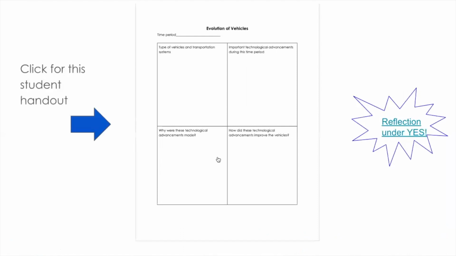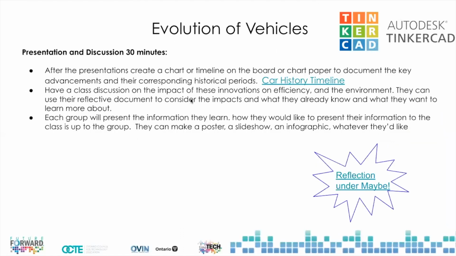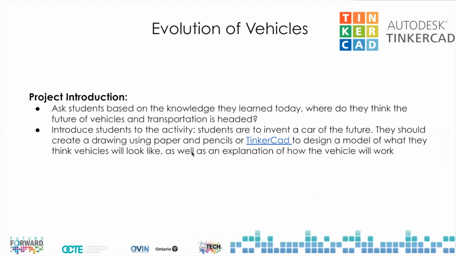Here is a student handout that you can use. There's also reflection. Students then will present this to the class, and they're going to talk about the impact of the innovations and the efficiency on the vehicle. So why were these changes made and how did it help society? And then we look at more of the project, and that's having students create their car of the future. And it's really important that students think of something that is reasonable, that they think will happen.